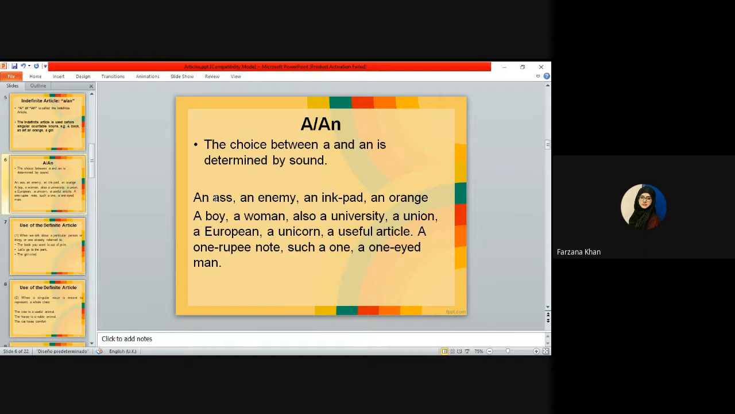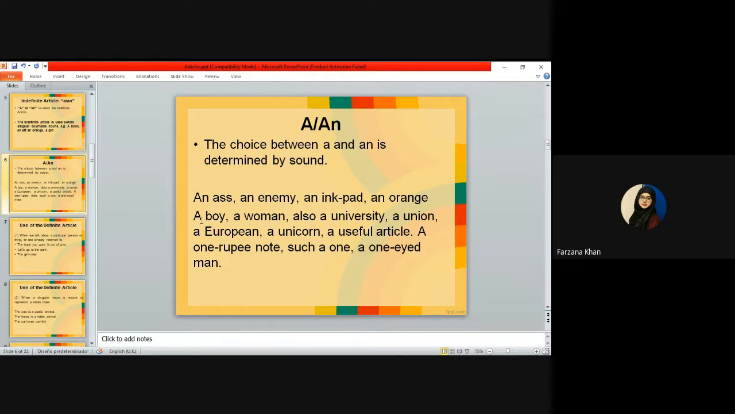When we pronounce ass, air is coming from our mouth without any obstruction. It means the word is starting with a vowel sound. That's why you need to place an. Similarly, an enemy, an ink pad, an orange. But why did I make so much clarification about consonant and vowel sounds? Because of certain confusions, let me explain.